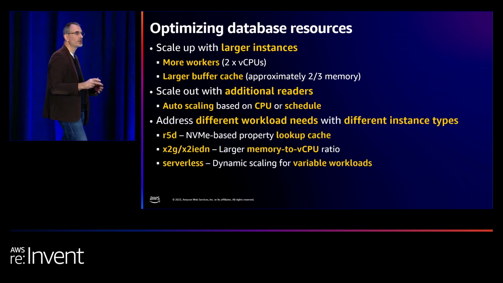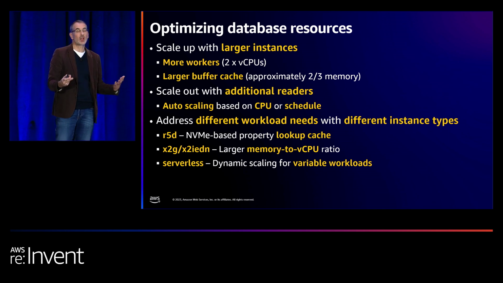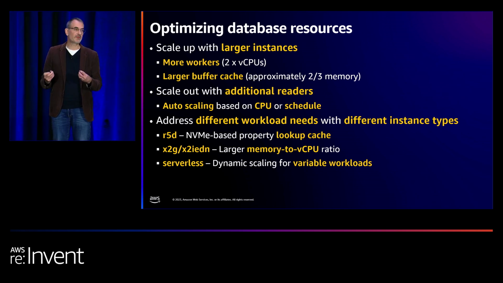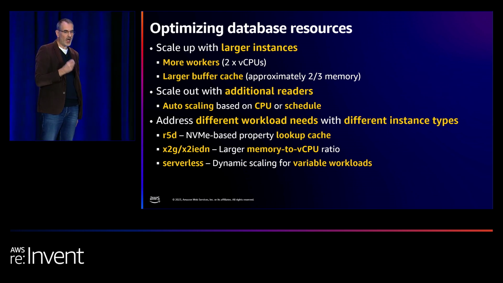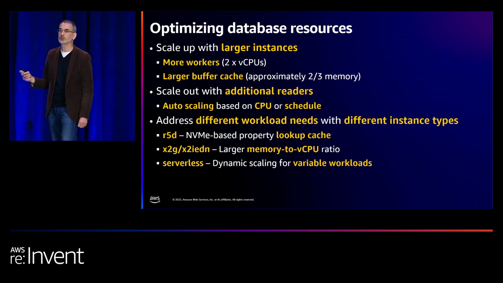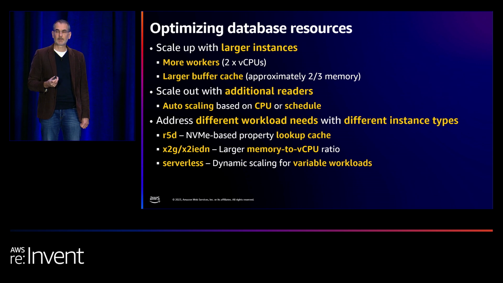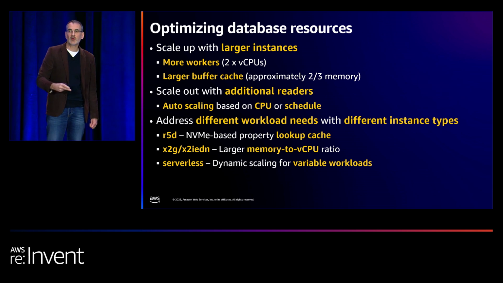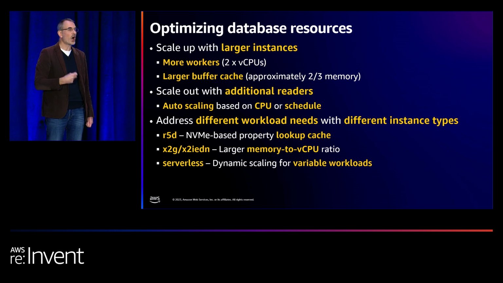And then once you've decided whether you're going to scale up or out or do both, have a look at the particular instance types or instance families available to you. So different instance types have specific features that help address particular workload needs. So for example, the R5D instance types, or in fact any of the instance types that have D in the name that Neptune supports, these all support an NVMe-based property lookup cache. So this is in addition to the buffer cache. And it's useful for workloads where you have queries that are frequently accessing lots of node and edge properties or RDF literals.